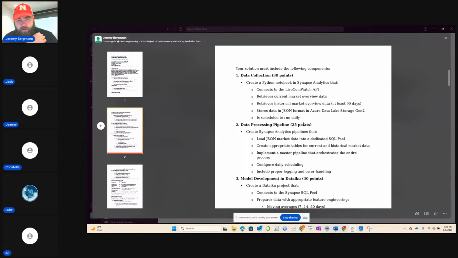Then you have your data processing pipeline. This would be a Synapse Analytics pipeline, like a Data Factory pipeline, where you load that JSON data into the SQL pool. You create the table for it for analysis. You can schedule it daily, and it refreshes with new REST API data.